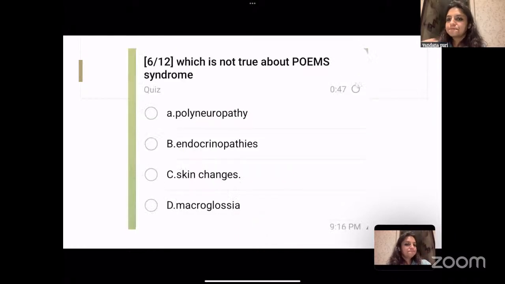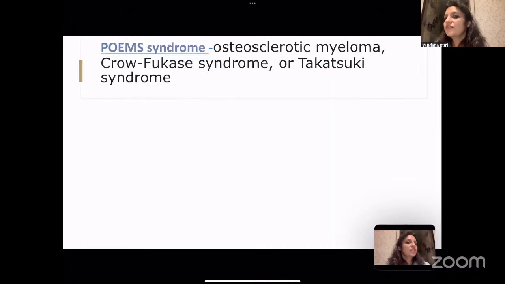Right. So next is about myeloma. This is your POEMS syndrome. POEMS syndrome is basically a paraneoplastic manifestation with myeloma. Remember, it is given by different names. It is also called osteosclerotic myeloma, or Crow-Fukase syndrome, or Takatsuki syndrome. This became a very popular paraneoplastic manifestation of myeloma, and of monoclonal gammopathy basically, and it has osteosclerotic lesions. We have seen that myeloma typically presents with lytic lesions, but this is osteosclerotic myeloma. So it stands for something.